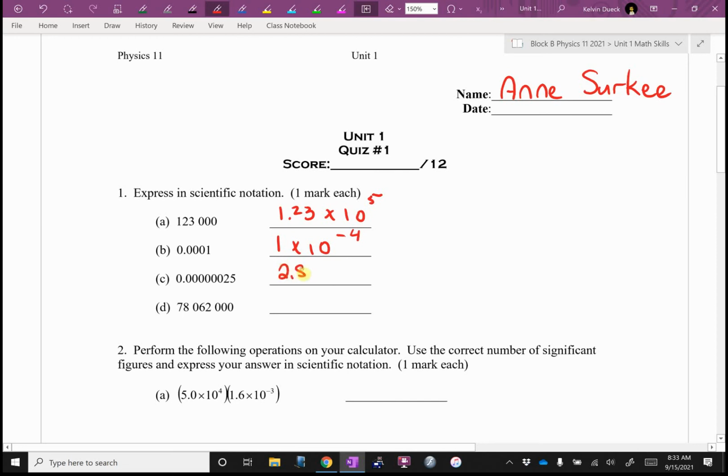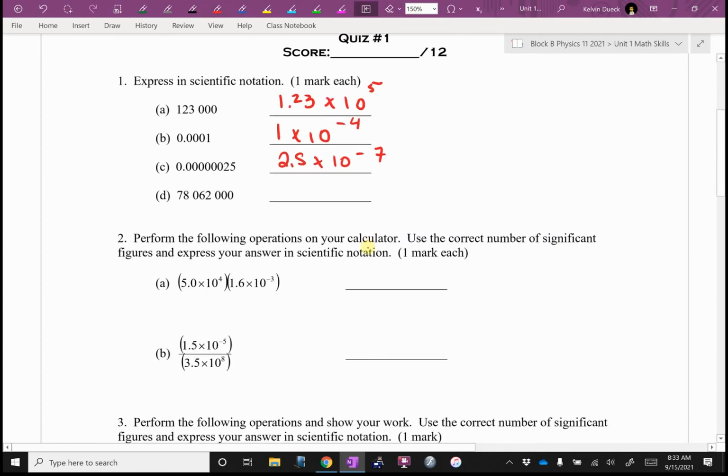2.5 times 10 to the negative 1, 2, 3, 4, 5, 6, 7. Yes? If I make a mistake, let me know. I never make mistakes. Missed that. Okay. 7.8062. I've got to write those because I guess they're all significant. Times 10 to the 1, 2, 3, 7 is correct.